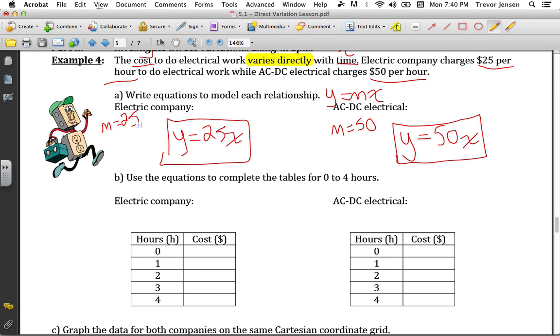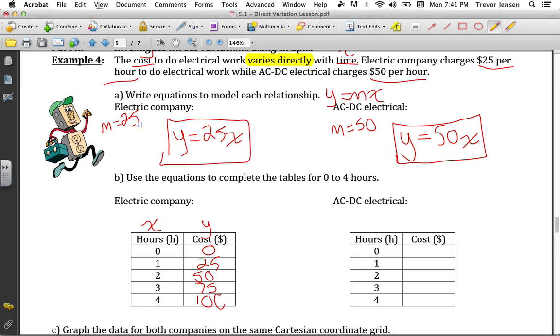First of all, let me label my table of values with x and y. I know independent is x, it's on the left, dependent is on the right, and I use y for dependent. Now I know that for electric company, y is equal to 25 times x. Cost is a constant multiple of hours, so it's going to increase by 25 every single hour. What's 0 times 25? 0. What's 1 times 25? 25. 2 times 25 is 50, and then it just keeps going up by 25 each time, because the constant of variation is 25.